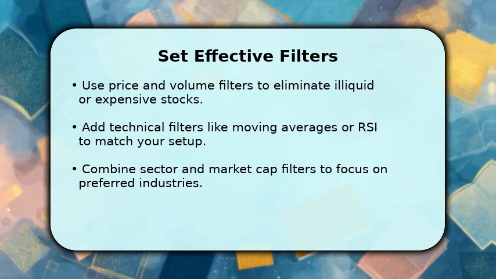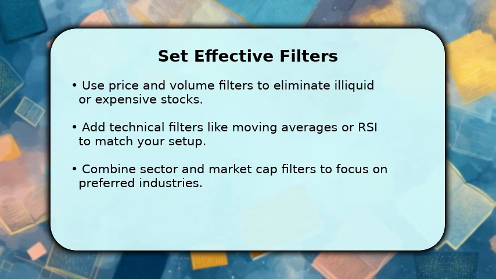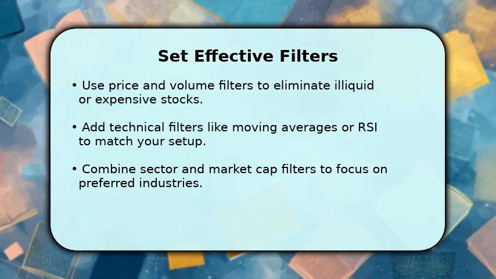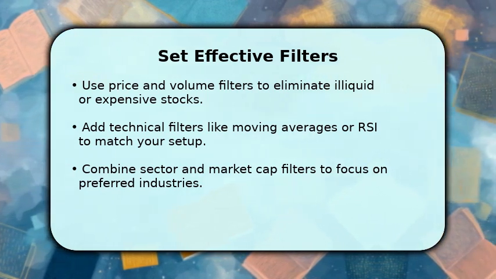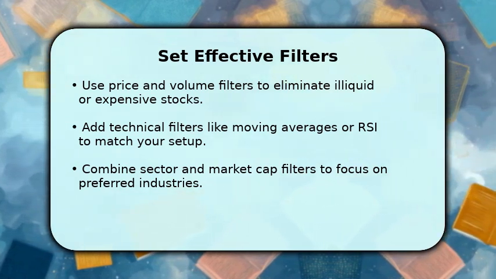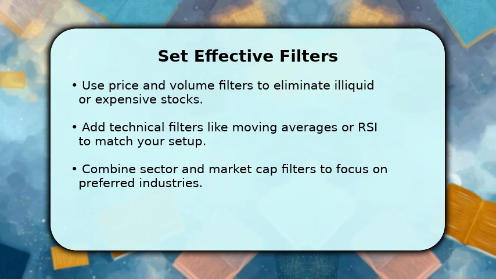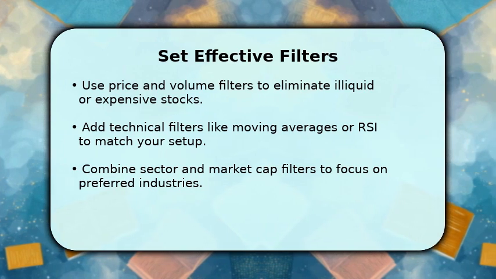Begin by adding core filters, such as price range and minimum volume, to weed out noise. Layer technical conditions like RSI under 30 or moving average crossovers to match your trading plan. Narrow further with sector or market cap filters to zero in on opportunities that suit your risk tolerance. Constantly tweak filter thresholds to balance.